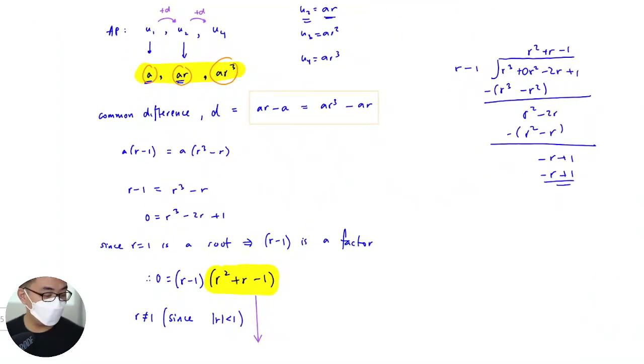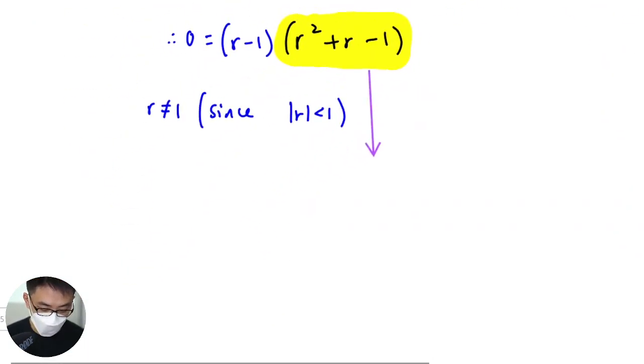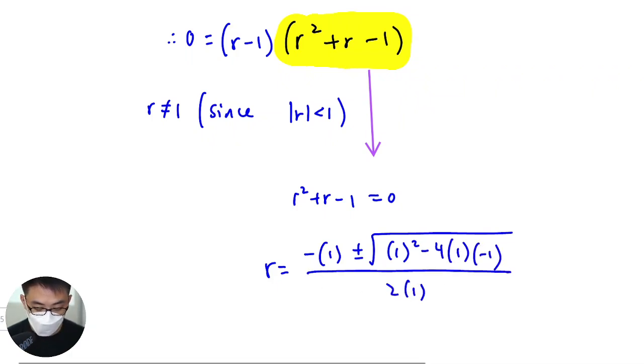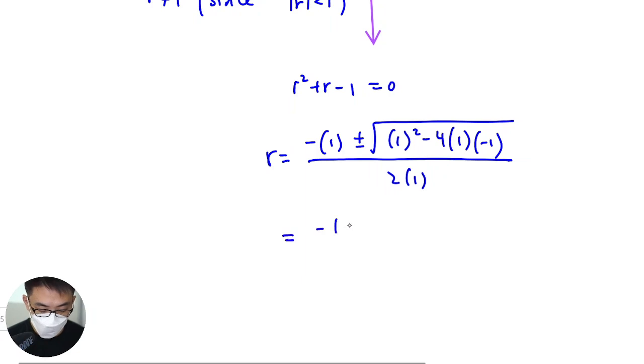It's algebra, so we just use the quadratic formula. Here it will be R squared plus R minus 1 equals 0. So R equals minus b plus or minus the square root of b squared minus 4ac, over 2a. So R equals minus 1 plus or minus root 5, over 2.